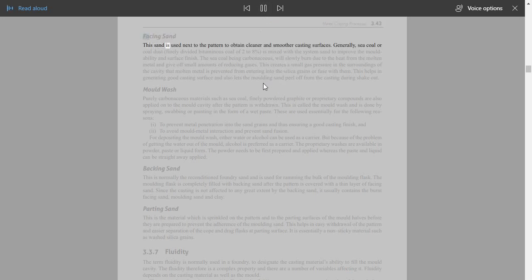This sand is used next to the pattern to obtain cleaner and smoother casting surfaces. Generally, sea coal or coal dust, finely divided bituminous coal of 2 to 8%, is mixed with the system sand to improve the moldability and surface finish.